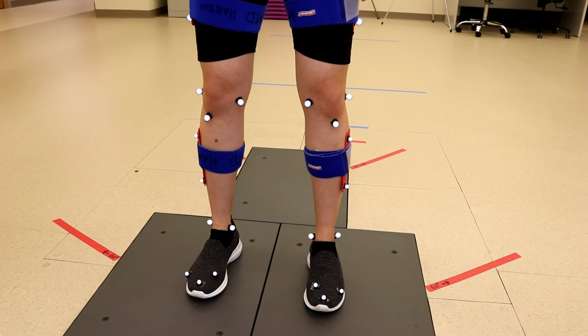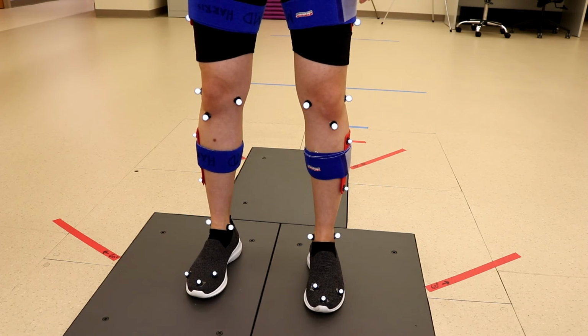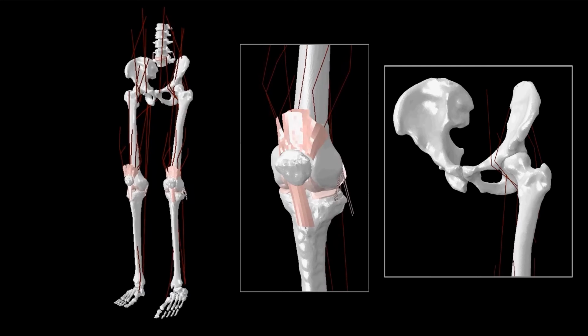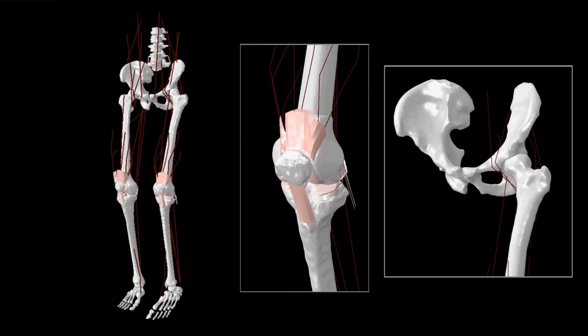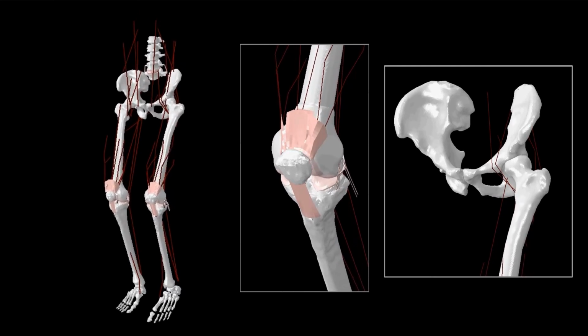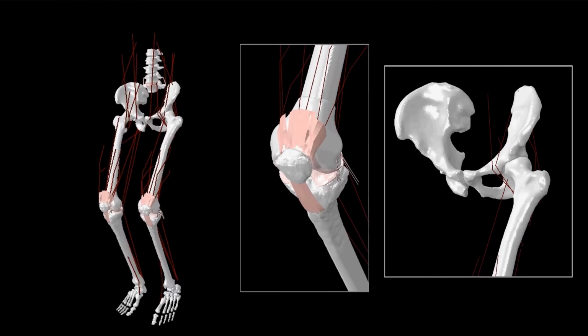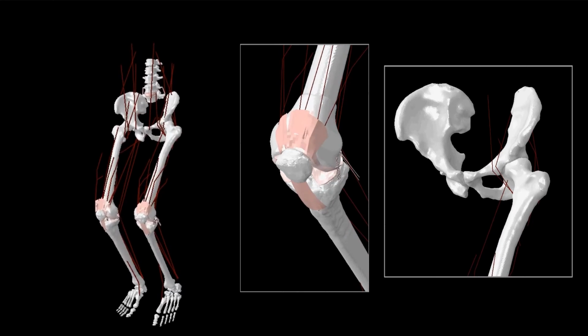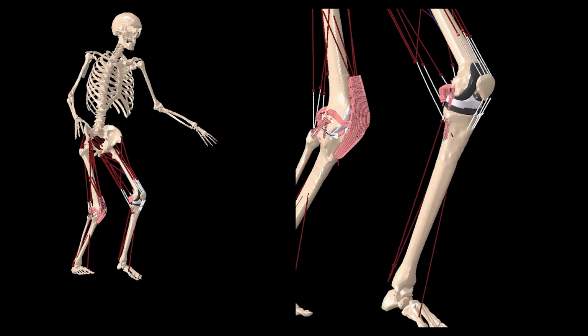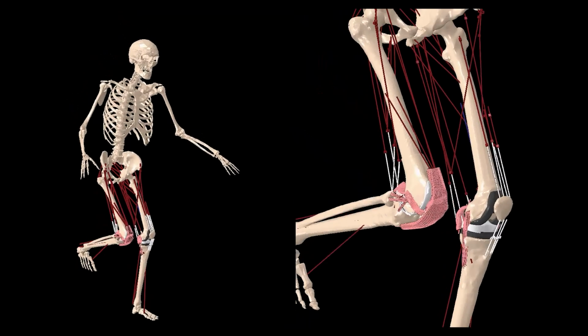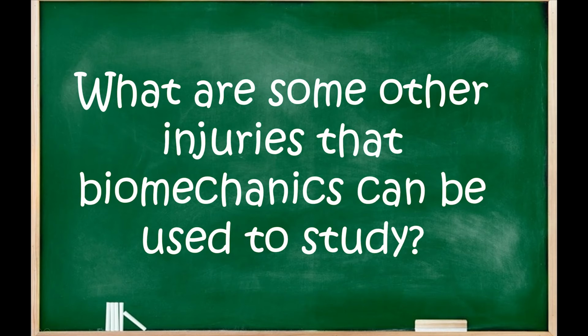Hip dysplasia and patellar dislocation both relate to stability in the joint. But what happens to the rest of the body if we have an injury in one of these joints? The joints are interconnected, so injury or degeneration in one joint may lead to issues in other joints as well. This is because neighboring joints share a lot of the same anatomical features, such as the femur bone for the hip and the knee. Treatment must target the joint with the specific injury without causing negative effects in the rest of the musculoskeletal system. What are some other injuries that biomechanics can be used to study?